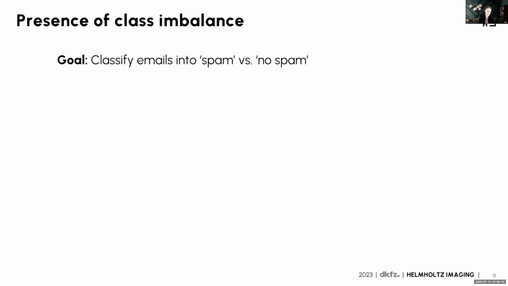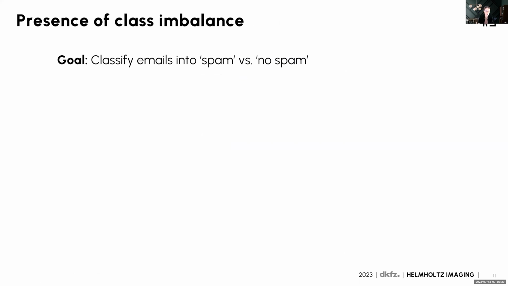Class imbalance is something that very often happens in medical imaging. So probably you have seen this already with your problem. A disease, for example, typically just occurs not so frequently. So you have typically a class imbalance.